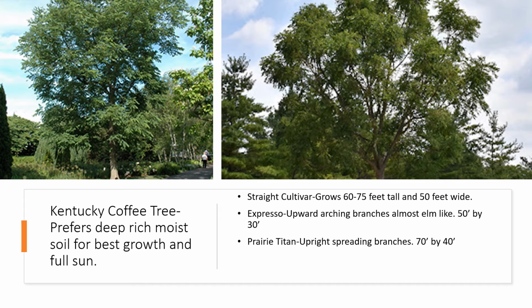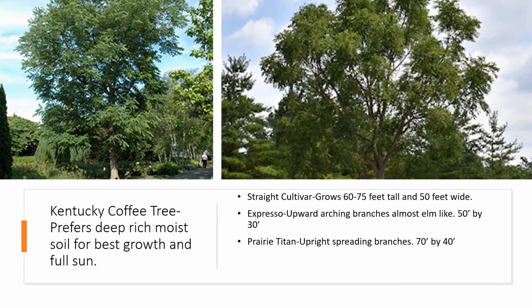The straight cultivar grows about 60 to 75 feet tall and 50 feet wide, so it's a very large tree. In the pictures here, Espresso is on the top left. If you look at it, it does have upward arching branches. It kind of reminds you of an elm in shape. And it'll grow about 50 feet by 30 feet, so it's a pretty big tree.